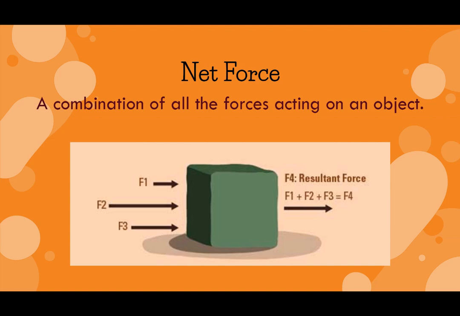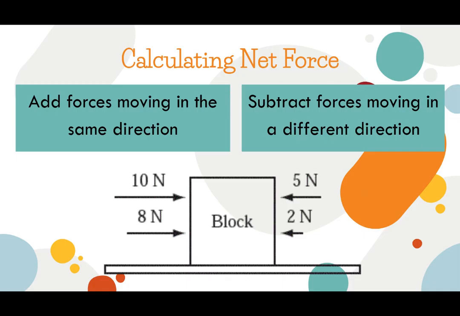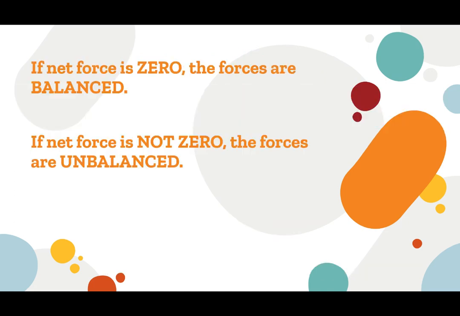It's the combination of all the forces acting on a single object, and it gives you one number and one direction. You calculate net force by either adding or subtracting. You add forces that are moving in the same direction, and you subtract forces that are being applied in a different direction. You've got to really pay attention to the direction that it's describing the force or the arrows that it uses, because sometimes it can get kind of tricky, but as long as you know which direction it's going, you can figure out what the net force is.